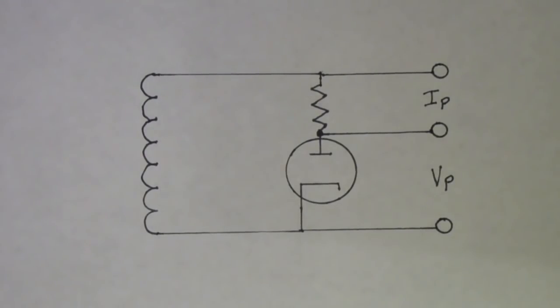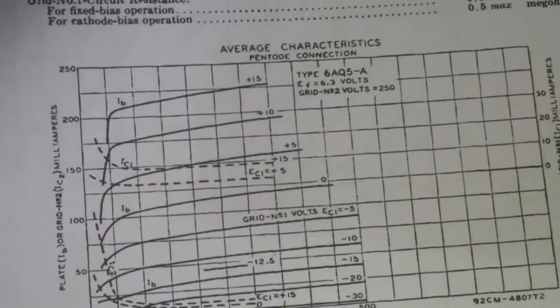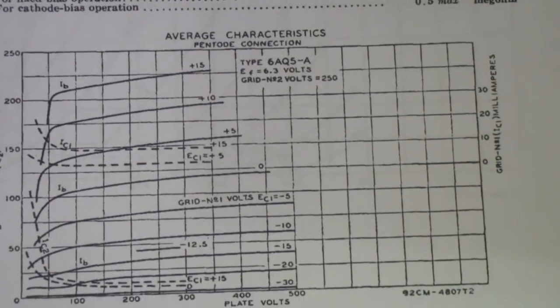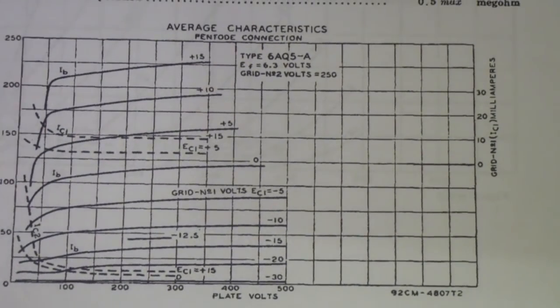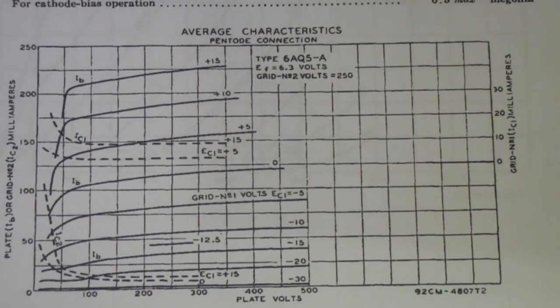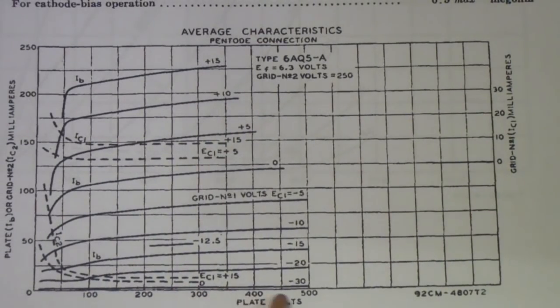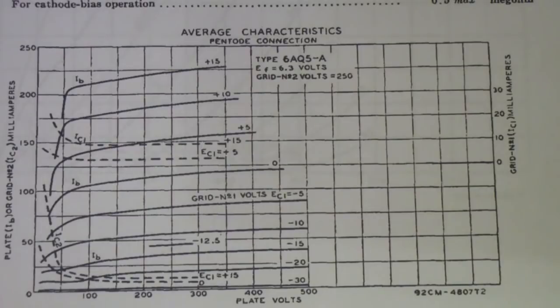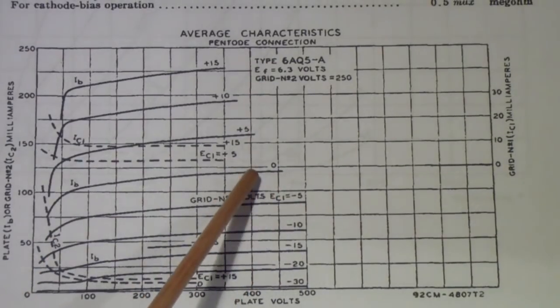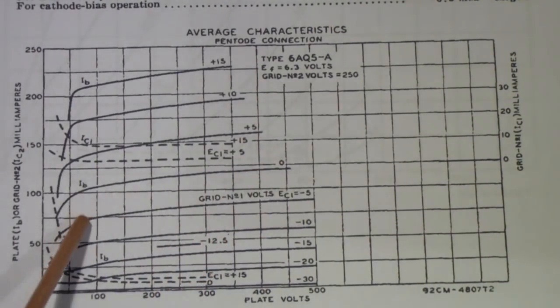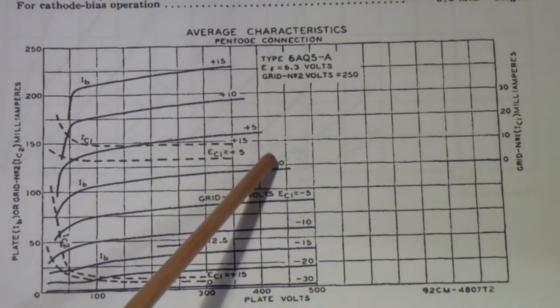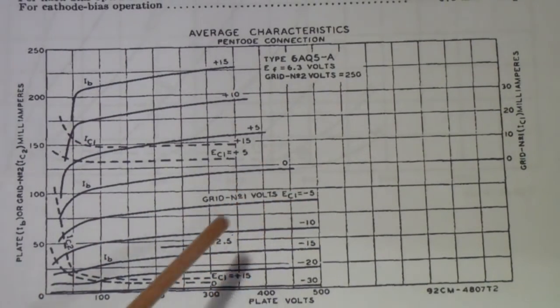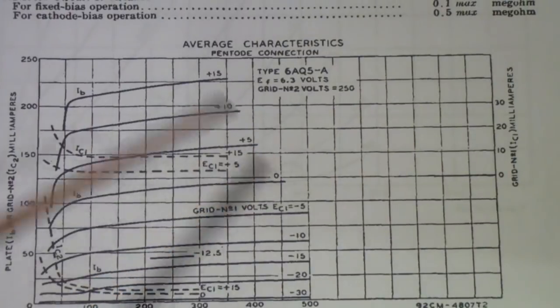If you remember the curve that we were trying to display, along the x-axis is plate voltage, and along the y-axis is plate current. And if you remember, we are using 0 grid voltage. Now, we could have put any grid voltage on this we want. I chose 0 just because it's sort of in the middle.